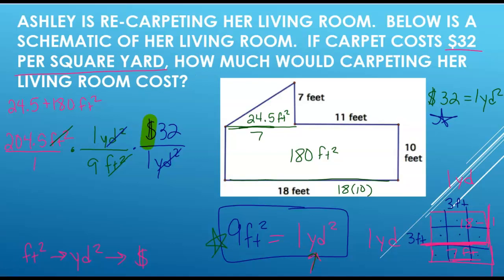Let's multiply across. 204.5 times 1 times 32 is 6,544. On the bottom, I have 1 times 9 times 1, and that's 9. So divide 6,544 by 9, and we get $727.11, so 11 cents, because it's not enough to bump it up to 12.